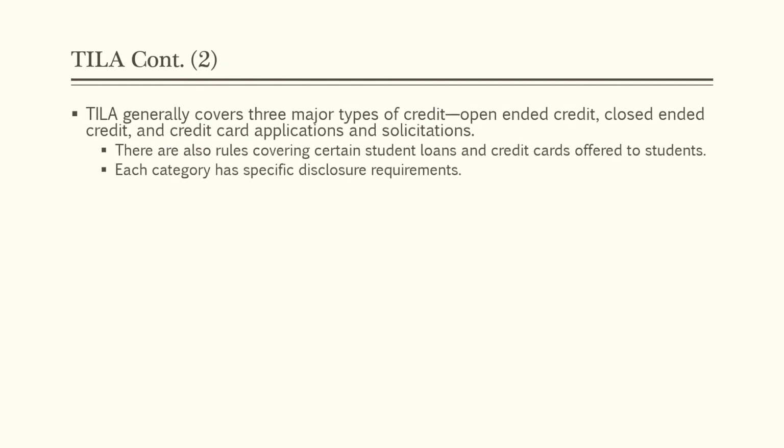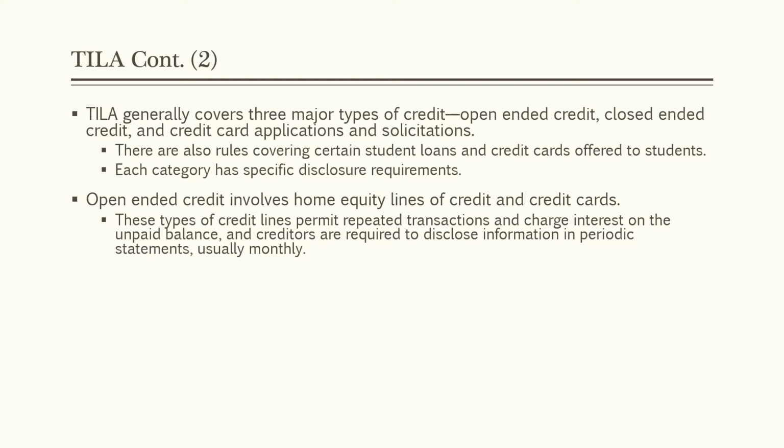TILA generally covers 3 major types of credit: open-ended credit, closed-end credit, and credit card applications and solicitations. There are also rules covering certain student loans and credit cards offered to students. Each category has specific disclosure requirements.